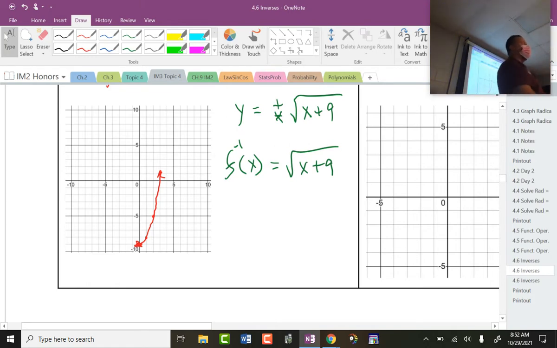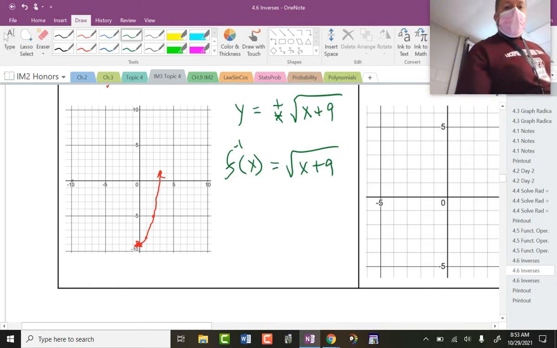I heard a few people say -9. You got to plug in a number that makes it 0 on the inside. All right, that's the starting point of what is allowed for this function anyway. -9 plus 9 is 0. Square root of 0 is 0.